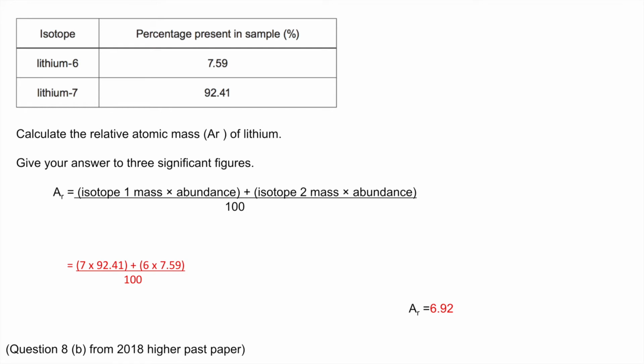Now for the isotope question here, to calculate the relative atomic mass of lithium, you are given the percentage present in the sample of lithium-6 and lithium-7. And to calculate the overall atomic mass, you simply use the equation of isotope 1 mass times its abundance plus isotope 2 mass times its abundance, all divided by 100, and you should be getting 6.92.